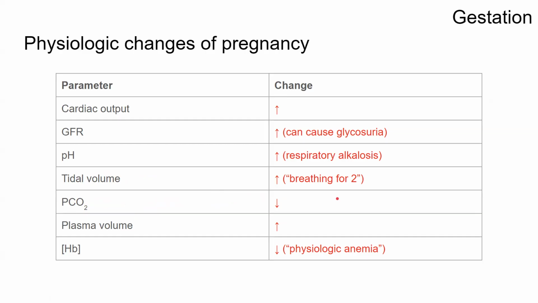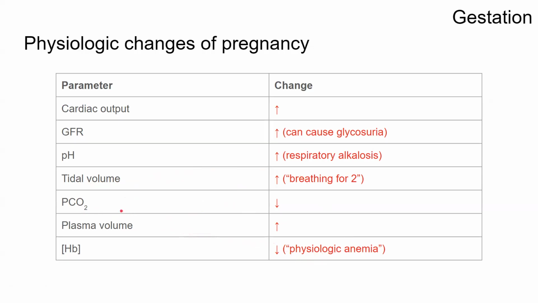And the way that I can remember that is because not only is she breathing off her carbon dioxide, but she's also breathing off the carbon dioxide that the baby is producing. So all of these, the pH, the tidal volume, the PCO2, all of them are related. She has a respiratory alkalosis because her tidal volume is increased because she's breathing for two, and because her tidal volume is increasing, her PCO2 is dropping, which causes the respiratory alkalosis.